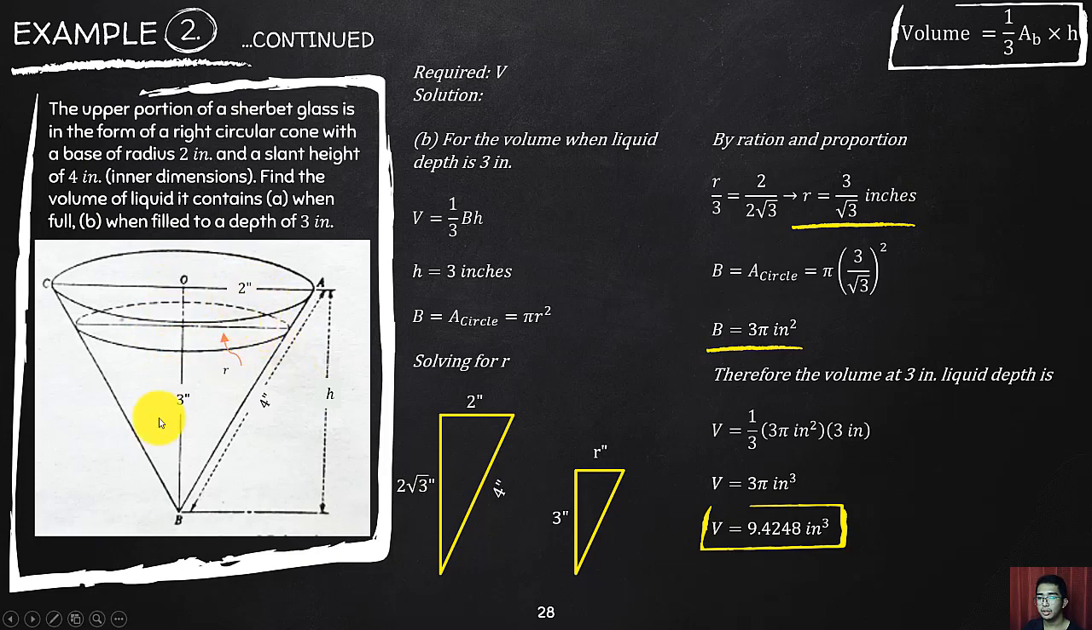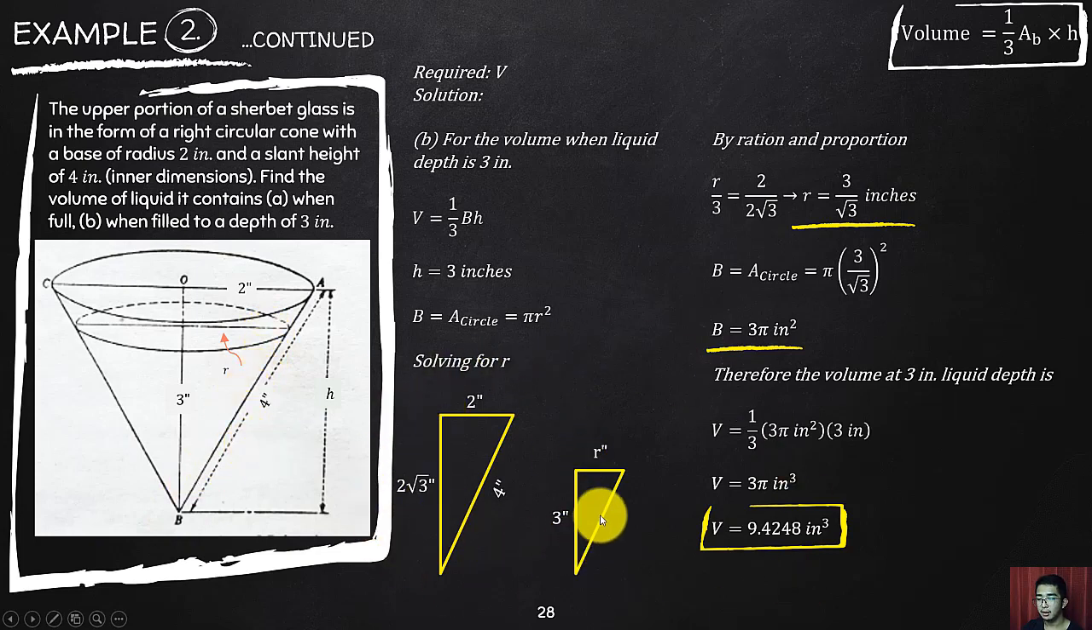Well, if you consider two similar triangles, let's say the larger triangle for when the glass is full, that is triangle AOB, with the radius of 2, the height OB of 2 square root of 3, and the hypotenuse of 4, okay? If you draw this triangle, the cross-section of the cone, you can also draw another smaller triangle, which is now the liquid depth at 3. The radius is r, the height is 3, and there is a smaller slant height or hypotenuse, okay?